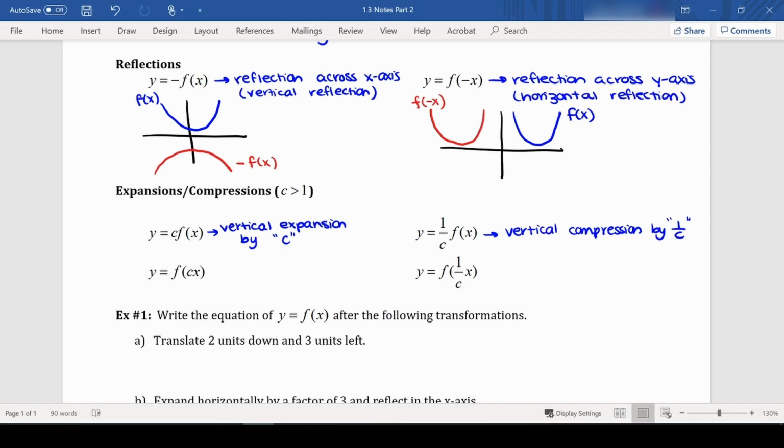Now, with your horizontal values, these were counterintuitive to what you thought. So if it says 5, it's not an expansion by 5. It's actually a compression by 1 over 5. Okay, so this one is actually a horizontal compression by 1 over c. And if you had something like 1 over 2, that's actually a horizontal expansion by 2.